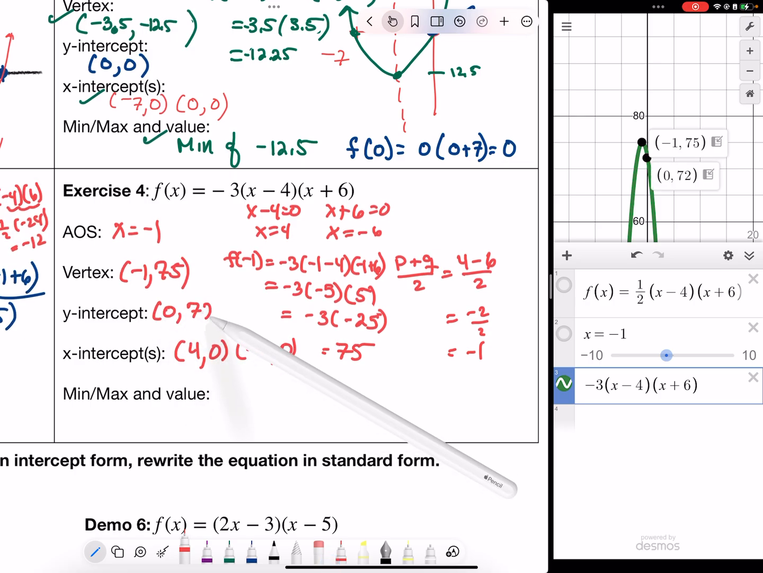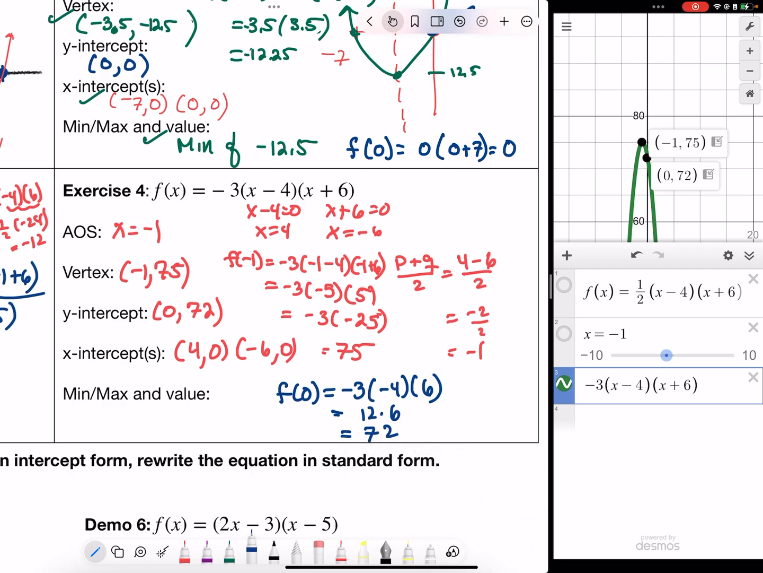0 gives me 72. Let's show some math for that y-intercept. What's the f of 0? It is -3 times 0 minus 4 times 0 plus 6. 12 times 6, hey, that's 72. Check, check, check, check. And this has a max, the vertex is at 75. There we go. All parts done.